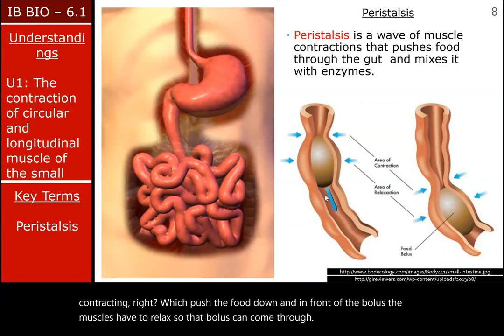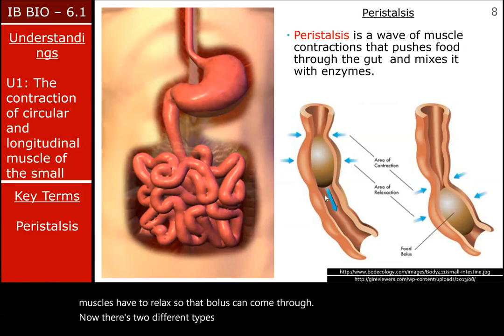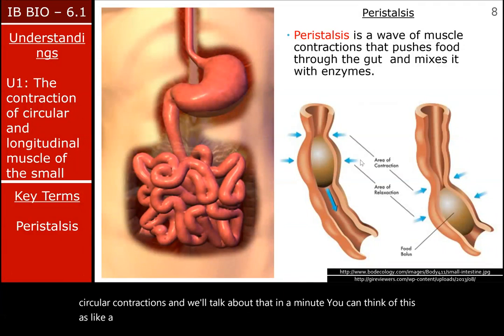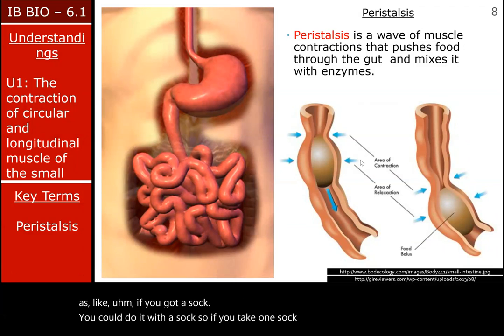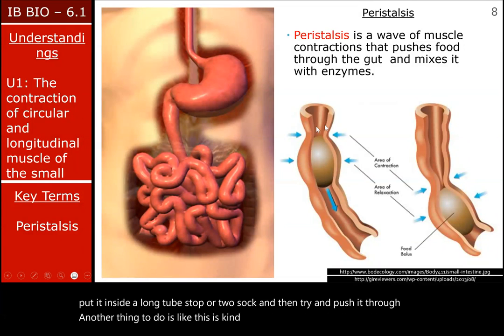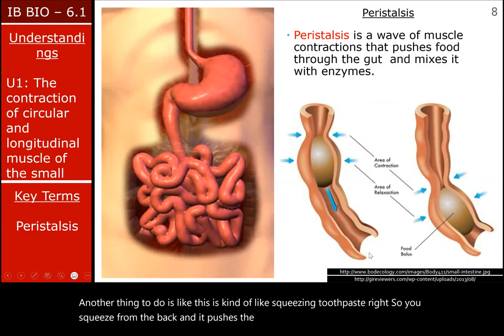Now, there's 2 different types of contraction. There's both longitudinal and circular contractions, and we'll talk about that in a minute. You can think of this as if you got a sock. If you take one sock and you ball it up and you put it inside a long tube sock and then try and push it through. Another thing to do is like squeezing toothpaste, right? You squeeze from the back and it pushes the toothpaste forward.